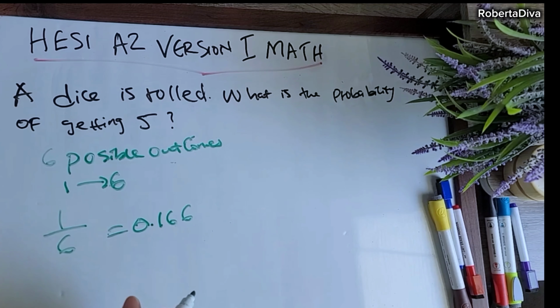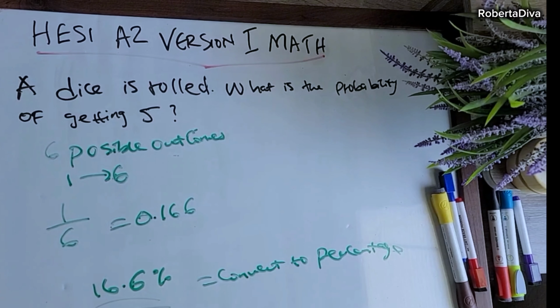So remember the answer. The question says, what is the probability? So that means the percentage of me getting it. You multiply 0.166 with 100 to give you 16.6%. This is the answer.